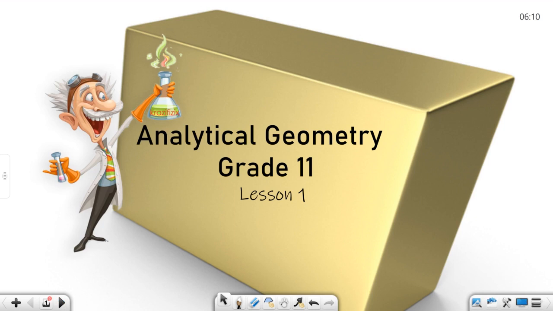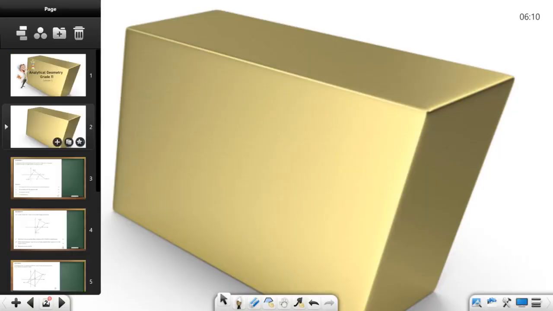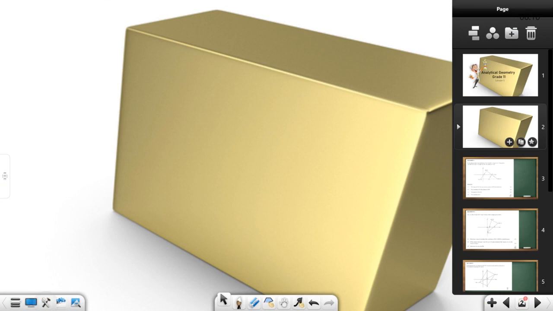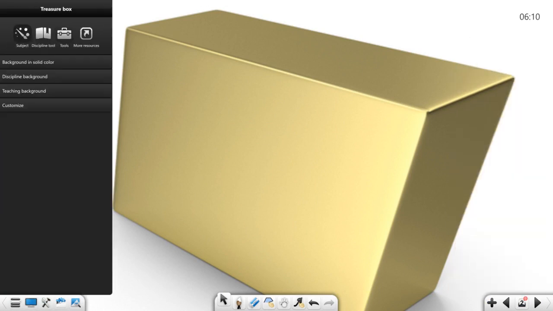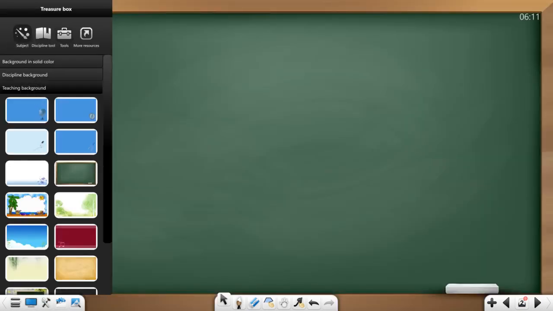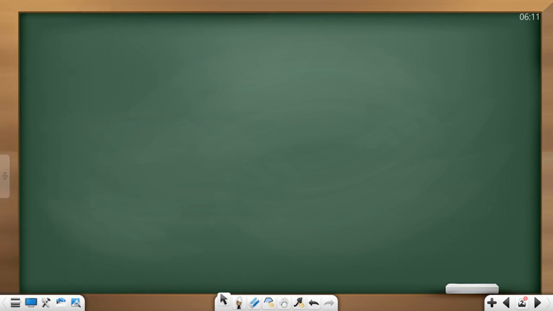We're looking at analytical geometry, which is also known as coordinate geometry, because we are looking at what we call coordinates. All right, let's start the whole lesson by first explaining what coordinates are. So analytical geometry part 1, we're looking at coordinates, the meaning of coordinates.